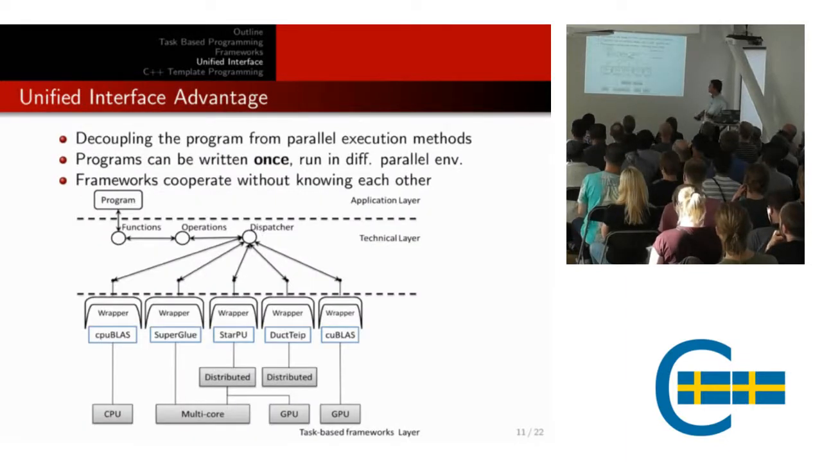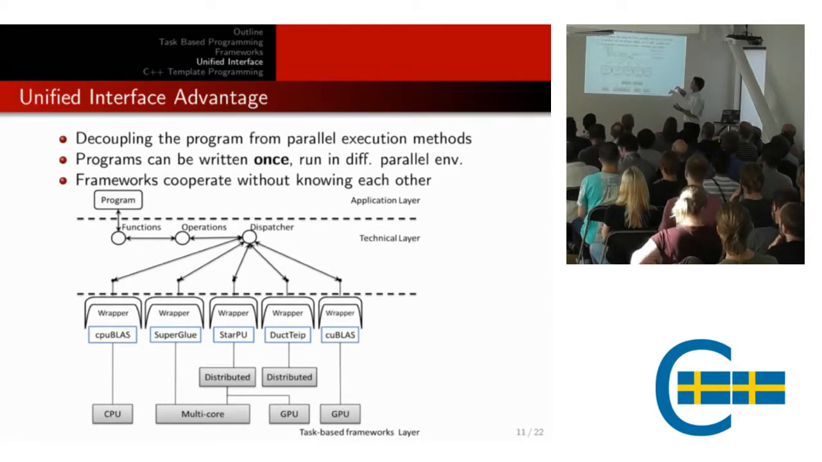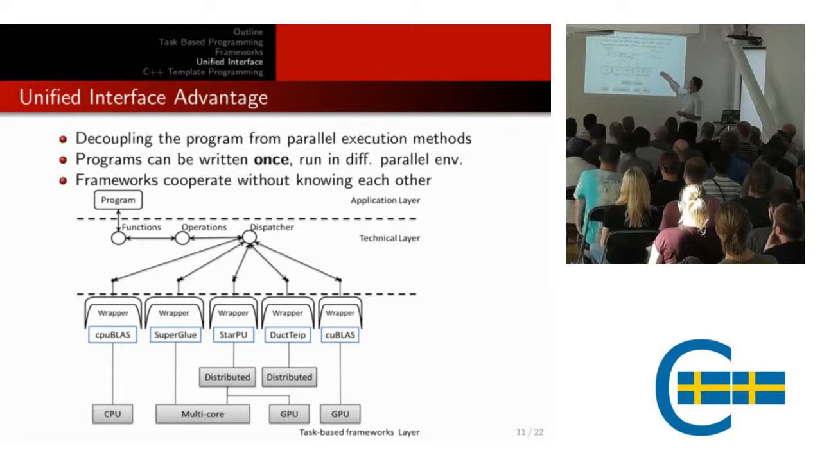So this is, if the programming of parallel resources is divided into three different levels. At the top layer is the application layer, where the programmer, the end user, writes the program, and at the bottom are the frameworks. And the technical layer in between is where the unified interface I wanted to talk about sits.